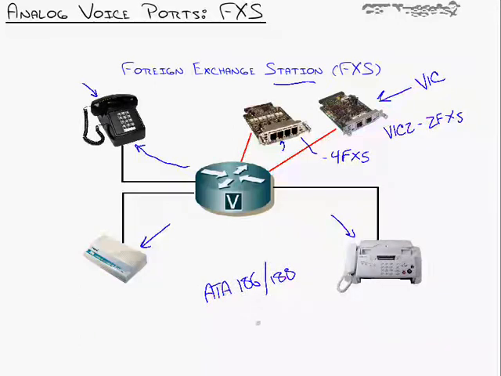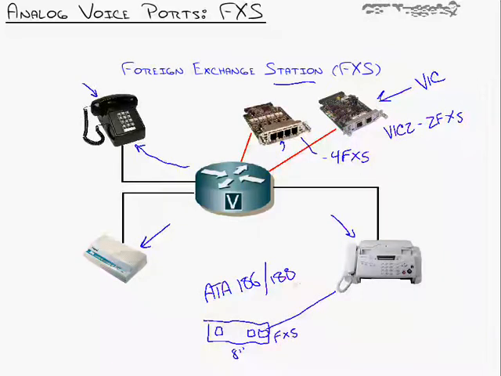But just to review, this is a little box. It's about yay big. Not to scale. It's very small. Probably about 8 inches long or so. It's not big. So on this device, the ATA 186 has a single Ethernet port and 2 FXS ports where you can plug it into these different devices.